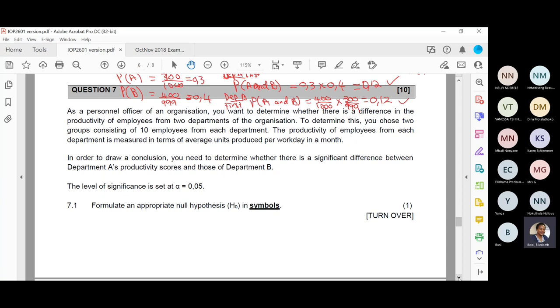The productivity of employees from each department is measured in terms of the average units produced per workday in a month. In order to draw a conclusion, you need to determine whether there is a significant difference between Department A productivity score and Department B productivity score. Because this is hypothesis testing, you need to read the question carefully in terms of what you need to be doing. You need to determine whether there is a significant difference between A and B. They didn't say anything about greater than or less than. So you need to take that as a two-tailed, non-directional test.